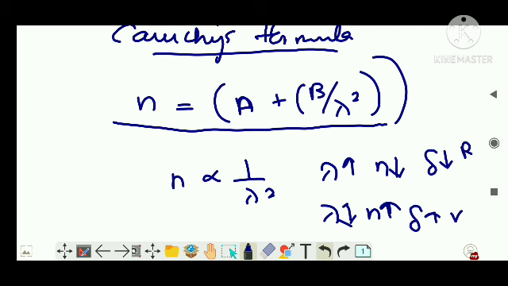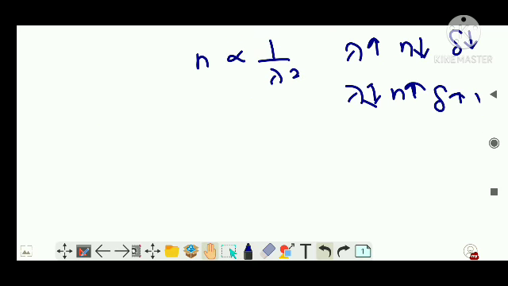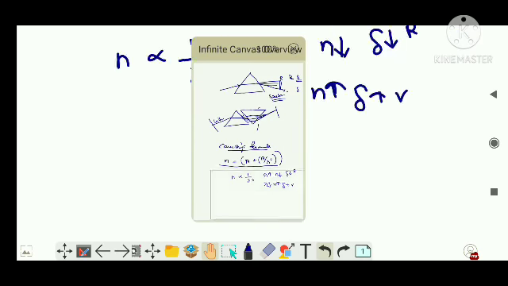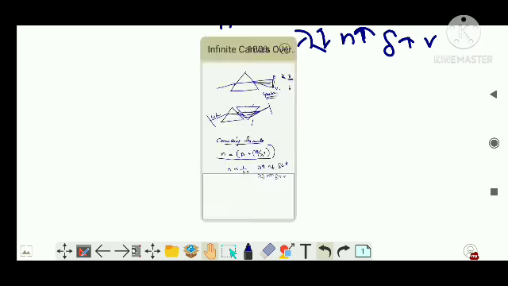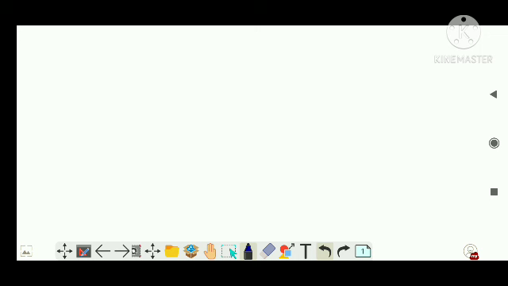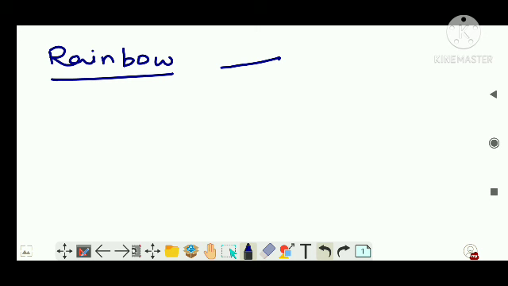Clear? These are common things which have been taught in your classes or in your textbook. The next phenomenon which you have to learn is rainbow. There are two types of rainbow which you have to learn, that is primary and secondary rainbow.